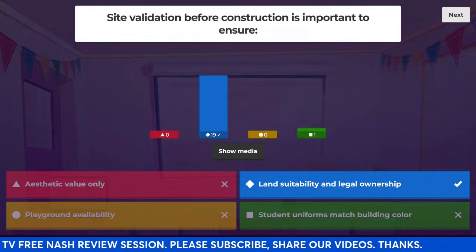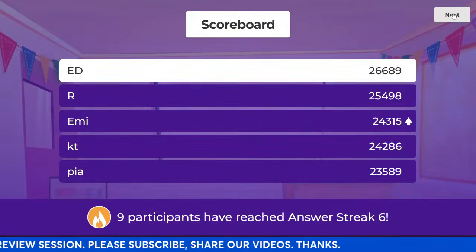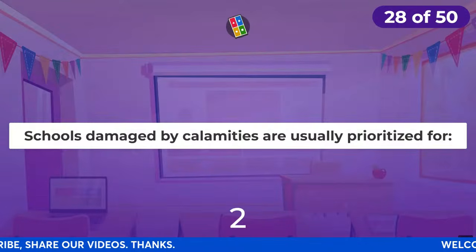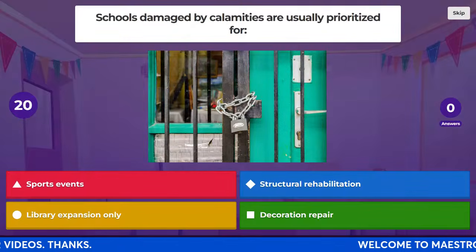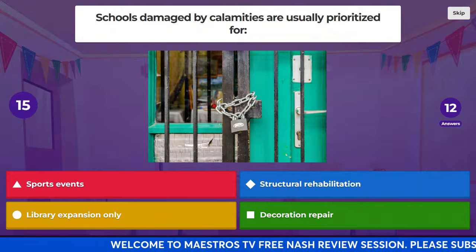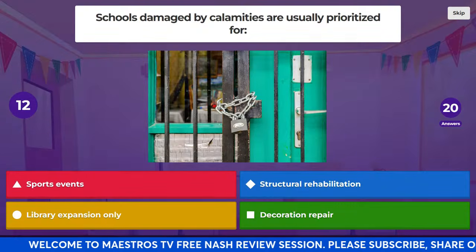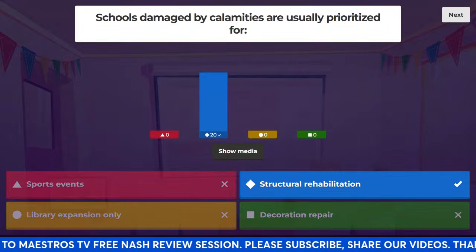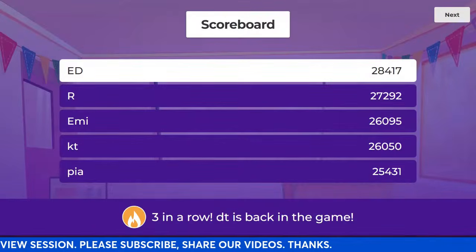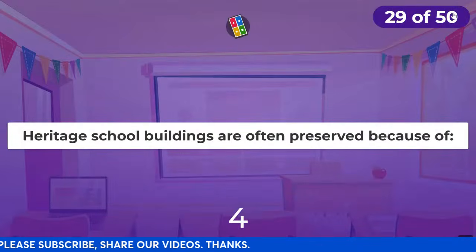For land suitability and legal ownership. Pia, you are now included in the top 5. School damage by calamities are usually prioritized for structural rehabilitation. Ed, R, Emmy, Kate, and Pia.